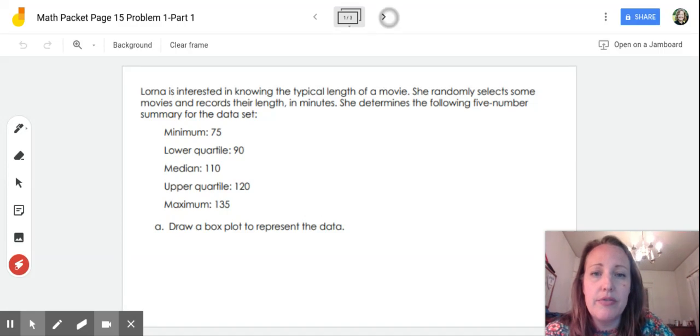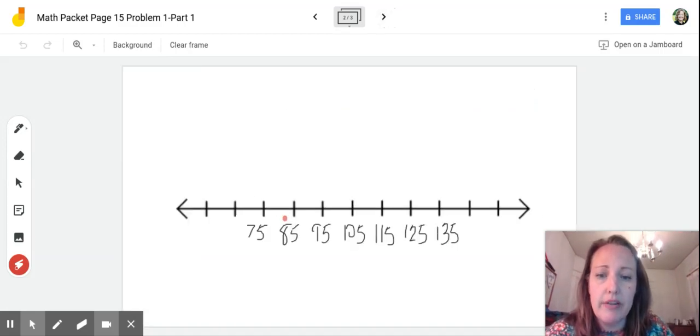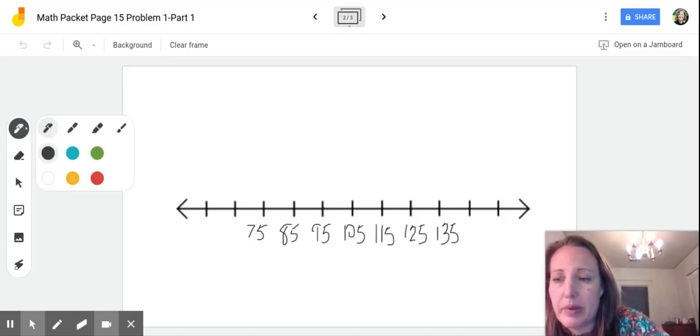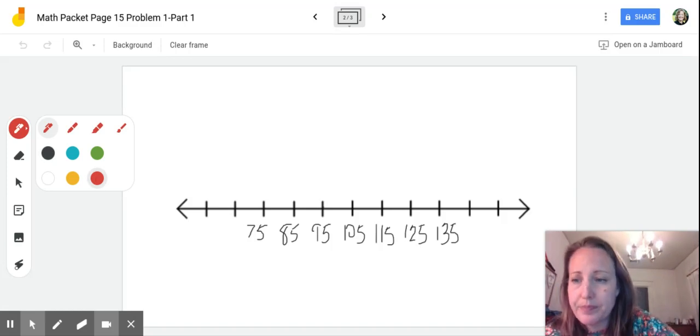Here's the first part of it. I have a number line here, and I chose regular intervals where I could fit my minimum piece of data and my maximum piece of data, and I am counting by tens. I could put more information on here if I wanted to, but I'm just going to leave it at this. I think I'm going to do this in red.